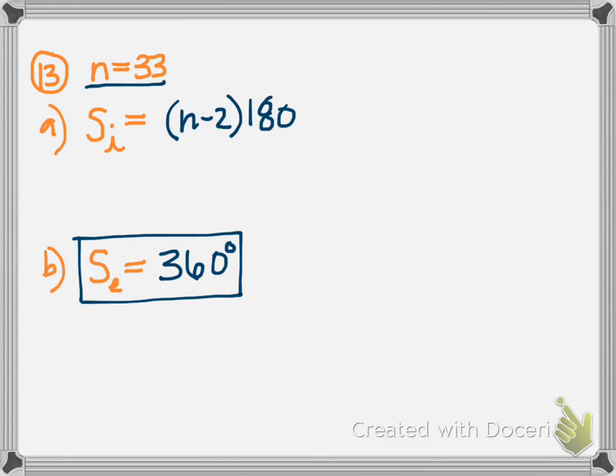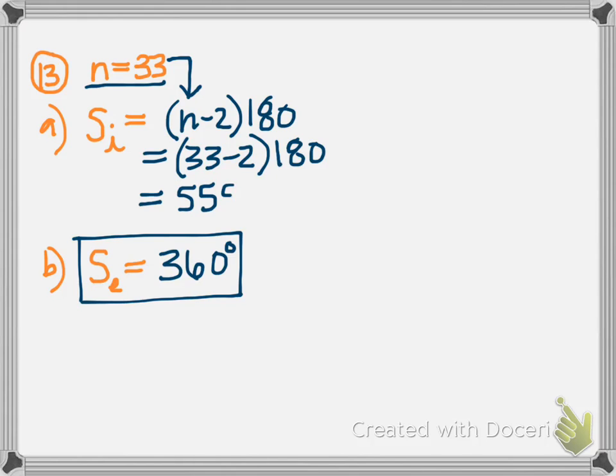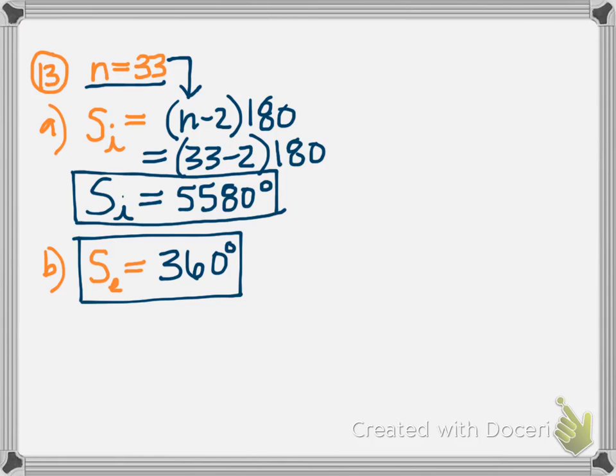That is the sum of the exterior angles of any type of polygon. Now we need to go back up to A and evaluate that. Our n is 33. So 33 minus 2, and then we'll times that by 180. 33 minus 2 is 31. 31 times 180 is 5,580 degrees. This is a pretty big shape. And there's the sum of all the inside angles.